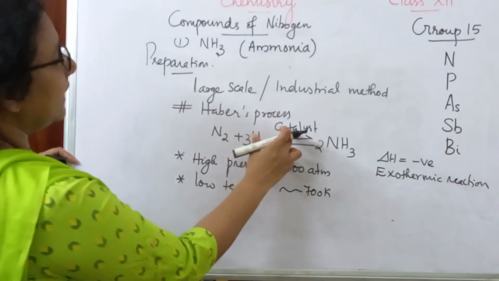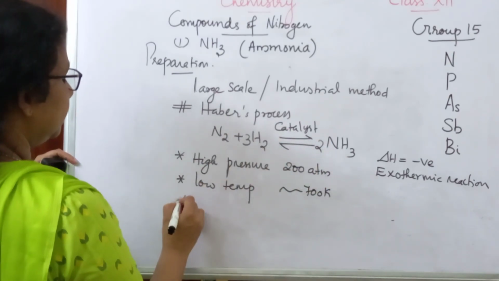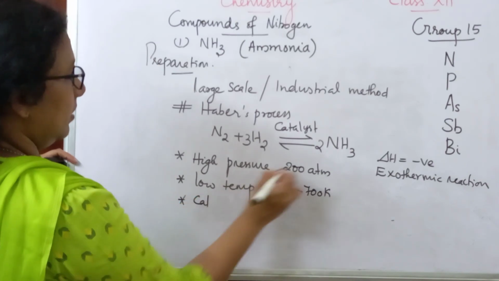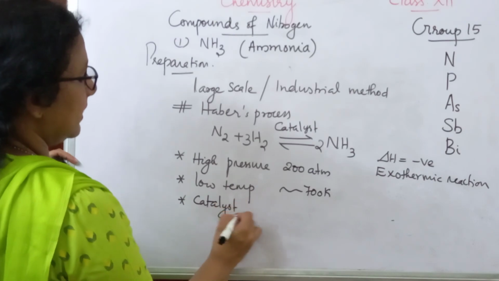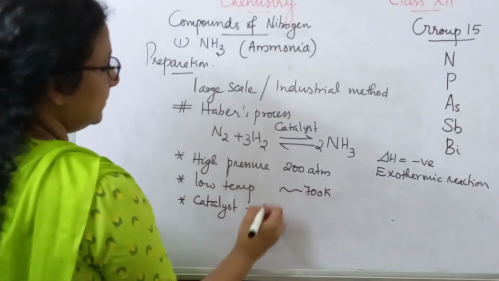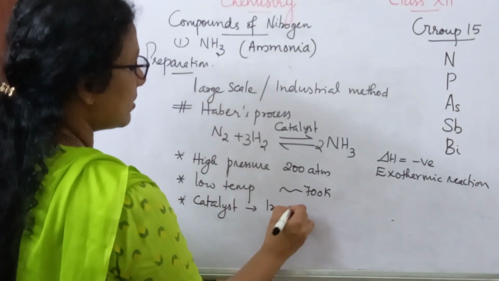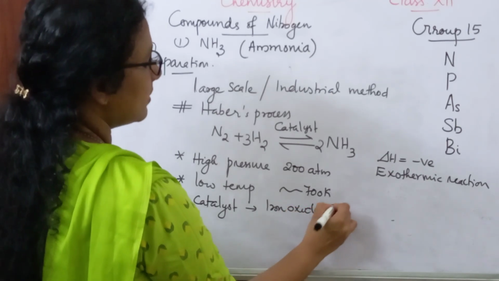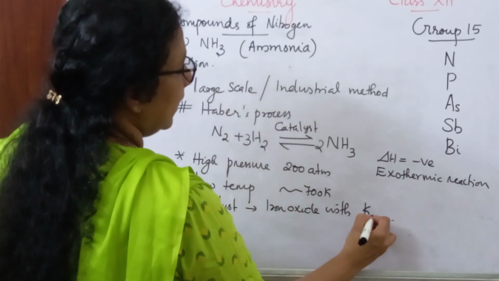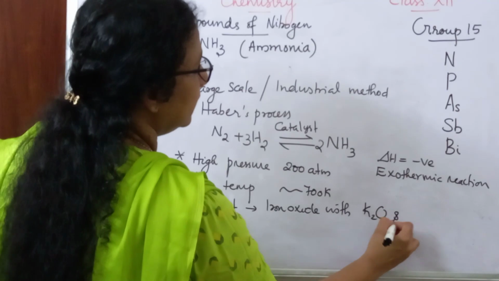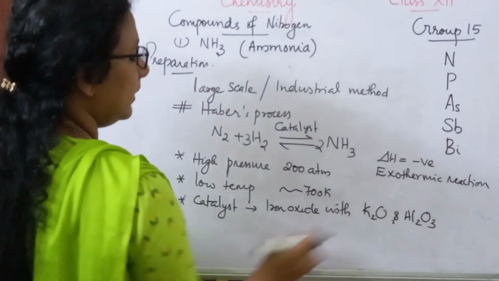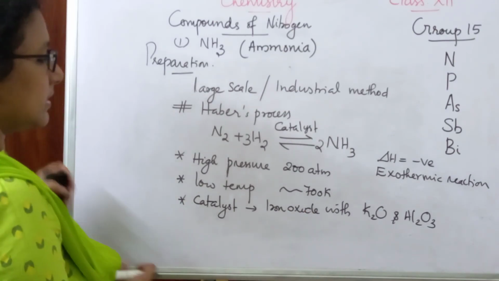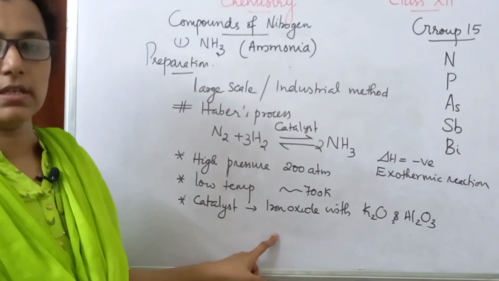And also a catalyst is needed. So for the preparation of ammonia, a catalyst is needed. Here there may be iron oxide with K2O and Al2O3. So K2O and Al2O3 can be used as a catalyst in this case.